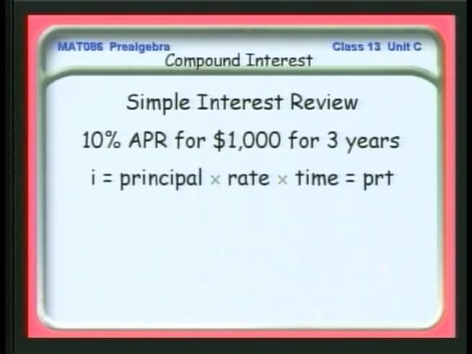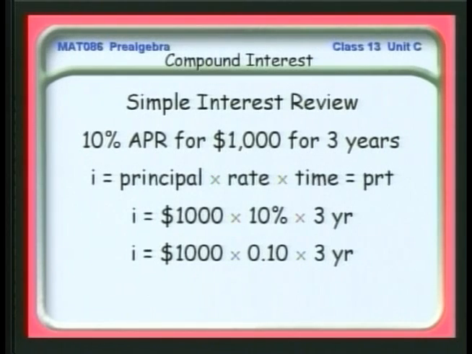Remember that the interest is the principal times the rate times the time, or PRT. Putting those numbers in, $1,000 at 10% interest for 3 years, changing the percent to a decimal, we would see, as your quick in-head math will tell you, that's $300.